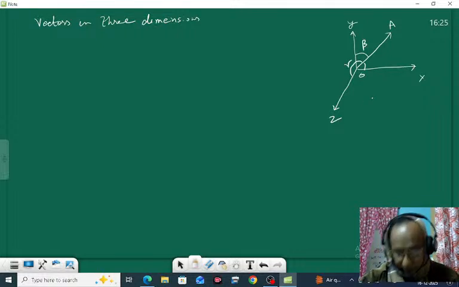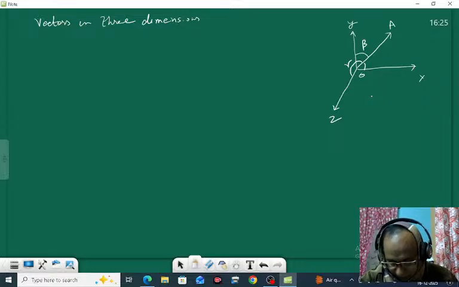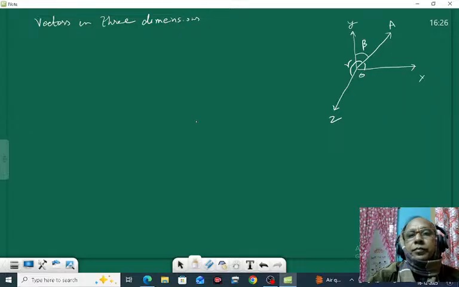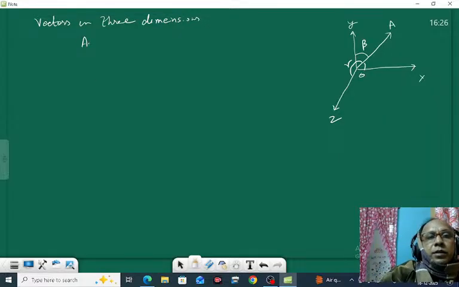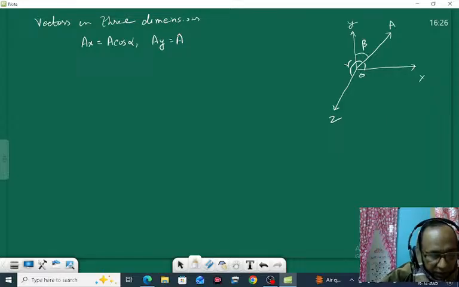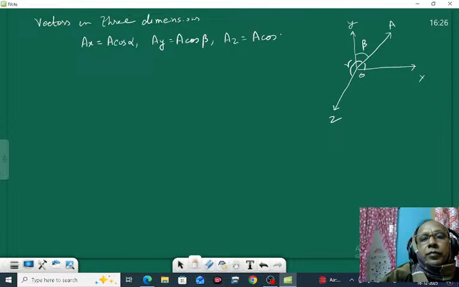Then we find that Ax can be written as A cos alpha, Ay can be written as A cos beta, and Az can be written as A cos gamma. Right? Then we will find the modulus of A.